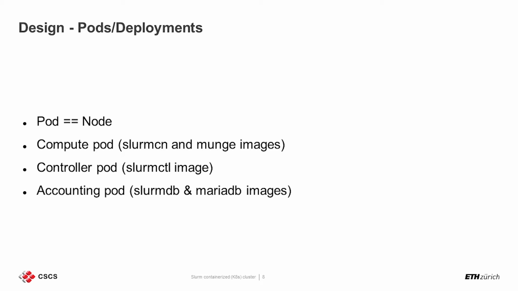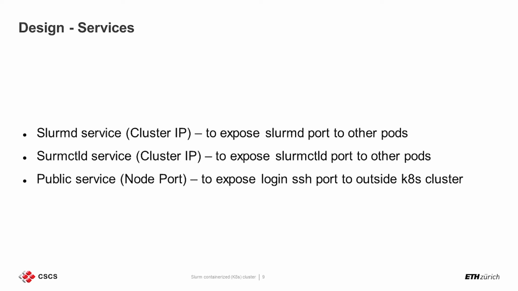Then from the design point of view, from the services point of view, there are two key things to think about. One is the internal communication between Slurm, and then how you expose the services to your end user. For internal communication, we just expose the port internally through a ClusterIP service type, and to the end user we use a NodePort. The tricky part here is, as I mentioned earlier, these containers are ephemeral and on demand. That means every time they start, Kubernetes will assign them a random port in order to access the SSH. So that was the thing to keep in mind.